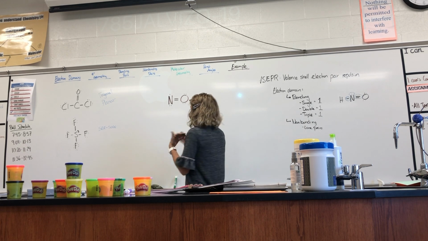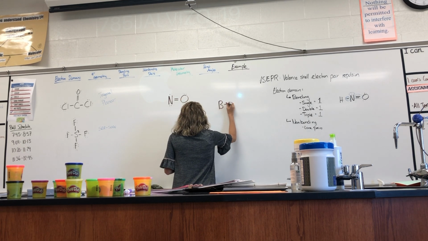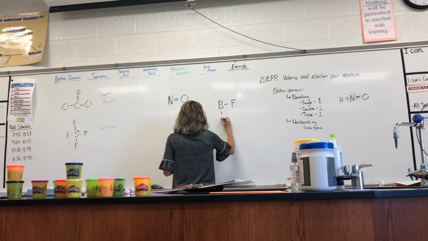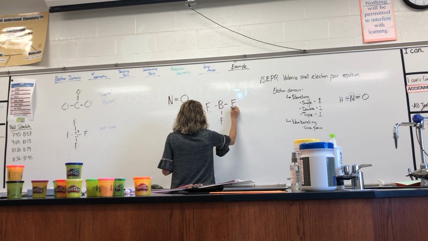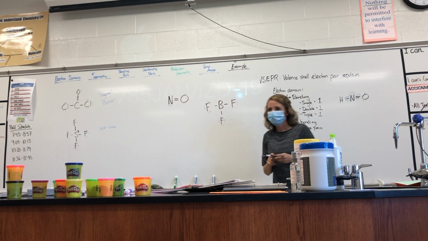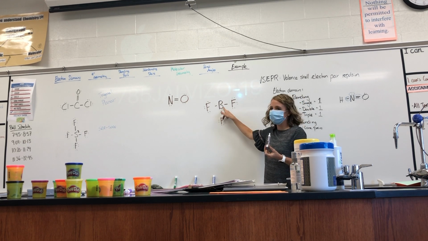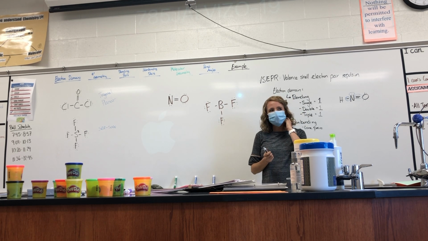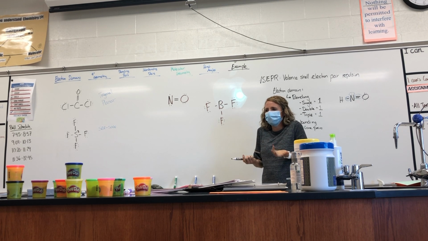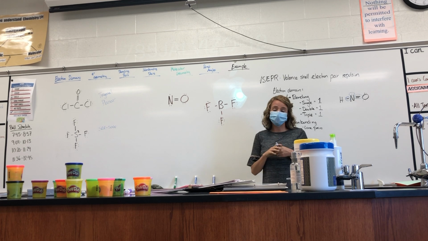Another exception is you can have less than an octet. So boron trifluoride looks like this, and boron just has 6 around it. But if you think about it, why would boron typically look like this? How many valence electrons does it have? 3. Only 3, right? Boron only has 3 to share anyways. And so that's just the way it is.